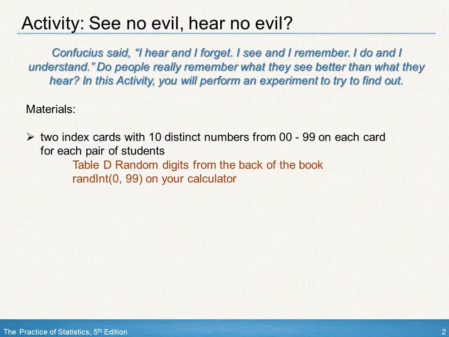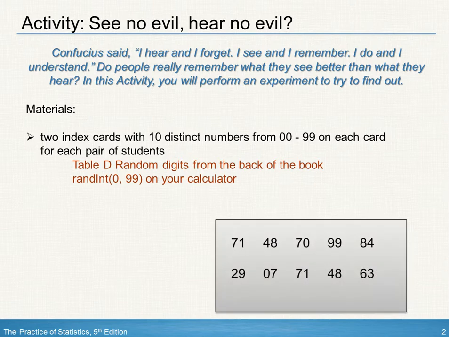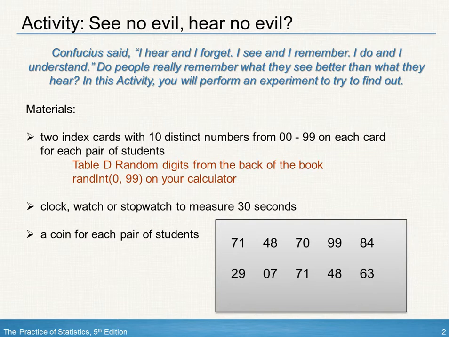This will be done by using the random digit table in the back of the book or use randInt from 0 to 99 in your calculator. It should look something like this. You will also need stopwatches and a coin for each pair of students.